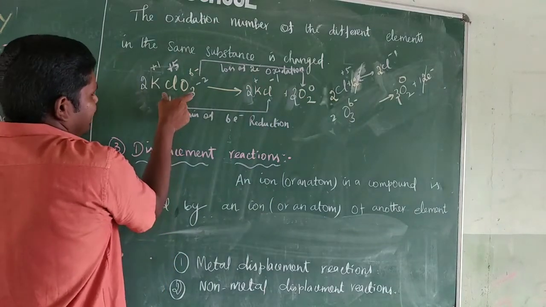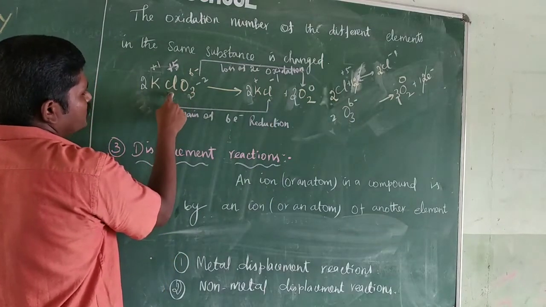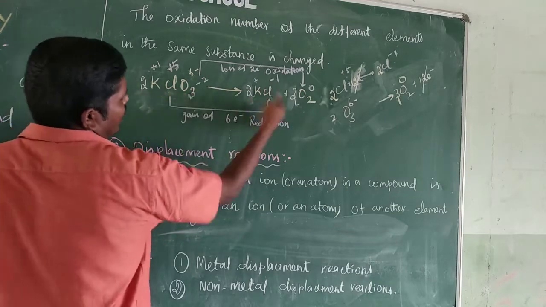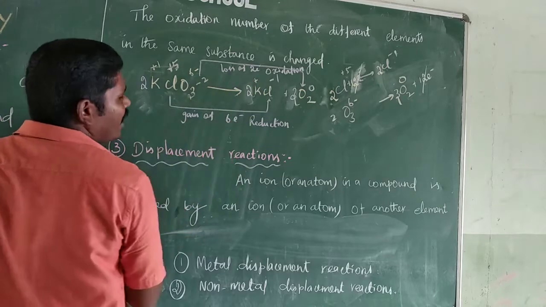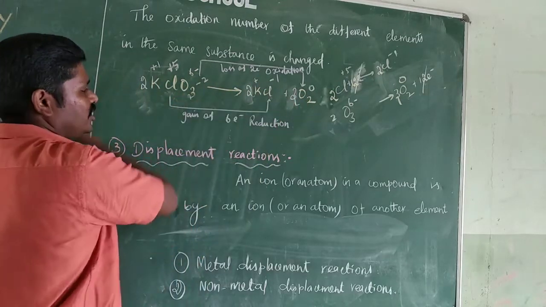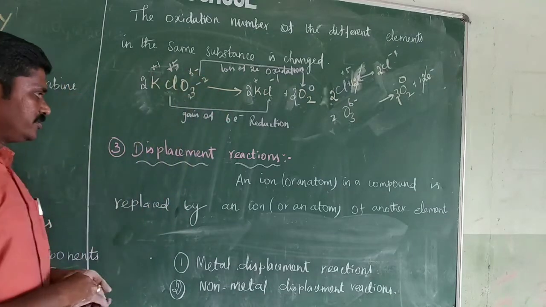Okay, so the oxidation number of the different elements, chlorine and oxygen, in the same substance is changed. Plus 5 to minus 1, minus 2 to 0. Okay, this reaction is a decomposition reaction.